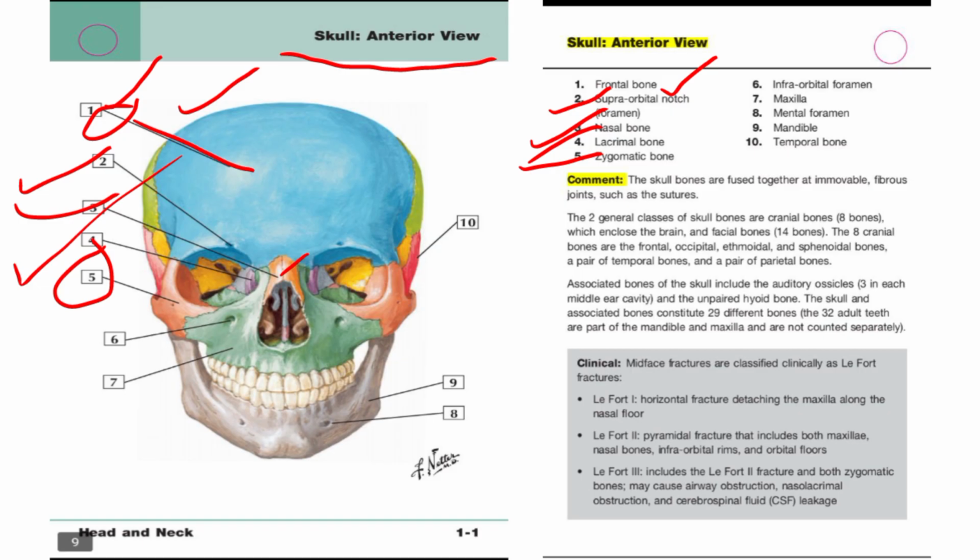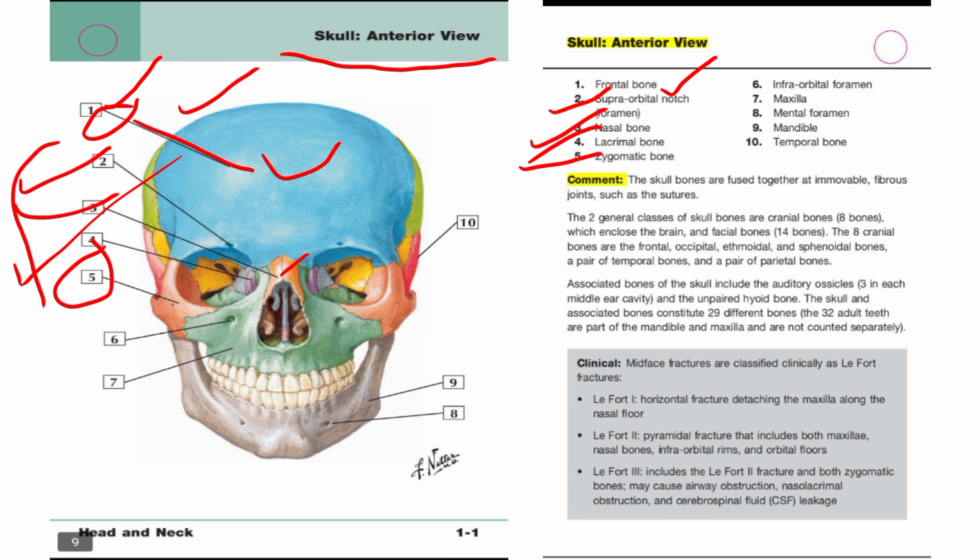We covered half the labels. First we have the frontal bone. It's very easy to remember. This is the front, so this is the frontal bone. Second we have the supraorbital notch. The third is the nasal bone. The fourth one is the lacrimal bone. The fifth is the zygomatic bone. So I am completely sure that you remember all of these.